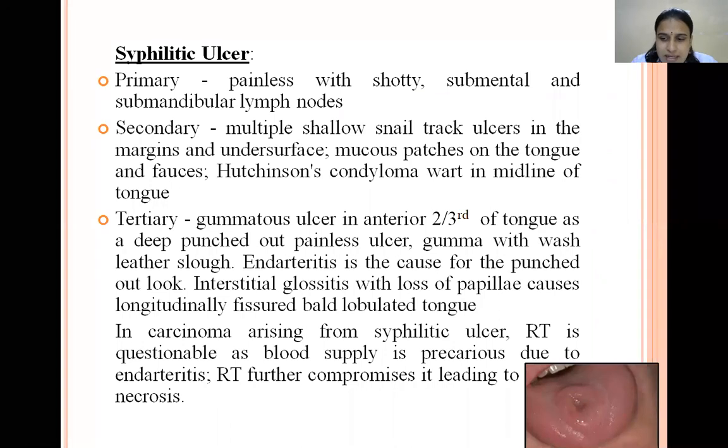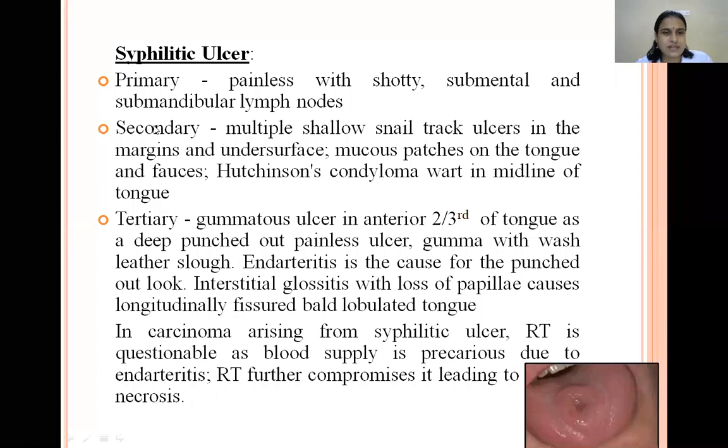Next, coming to syphilitic ulcers. It's the extragenital manifestation of syphilis. In primary syphilis, we get to see a painless, shallow ulcer on the tongue, mostly on the dorsum, with involvement of the submental and submandibular lymph nodes invariably.